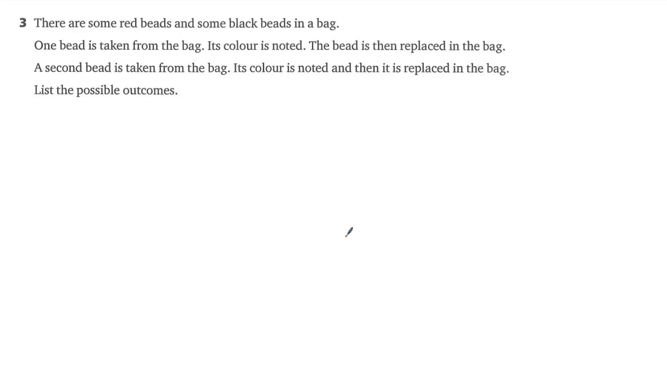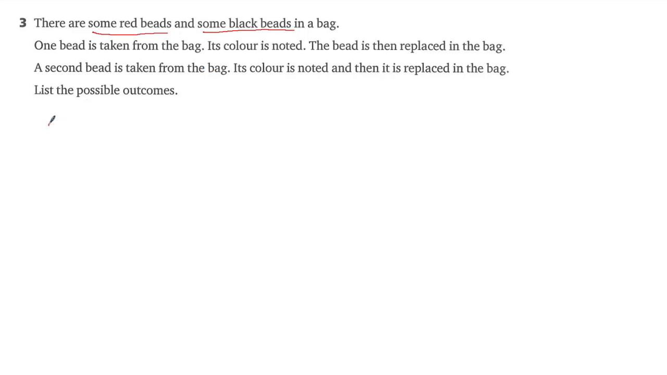There are some red beads and some black beads in a bag. One bead is taken from the bag. Its color is noted. The bead is then replaced in the bag. So we put it back in the bag. A second bead is taken from the bag. Its color is noted and then it's replaced in the bag. List the possible outcomes.